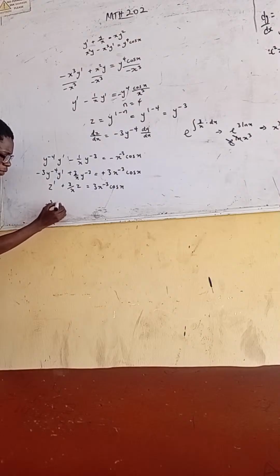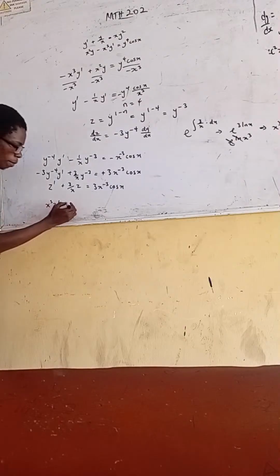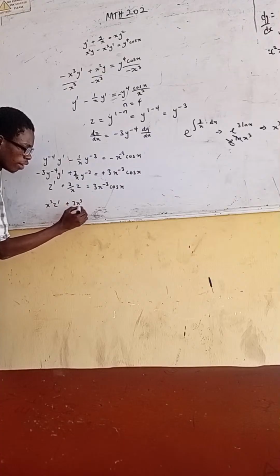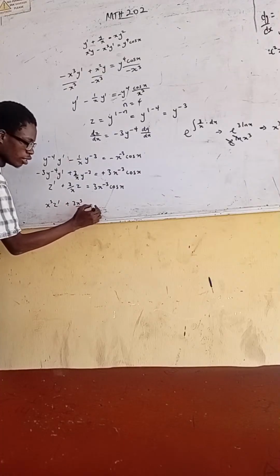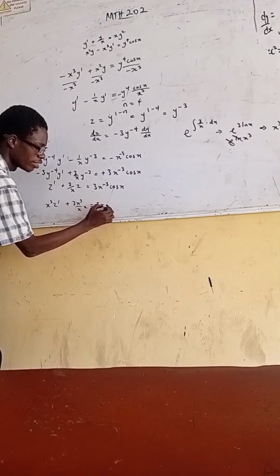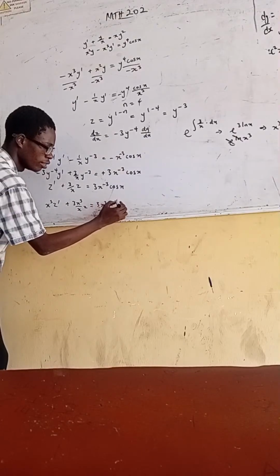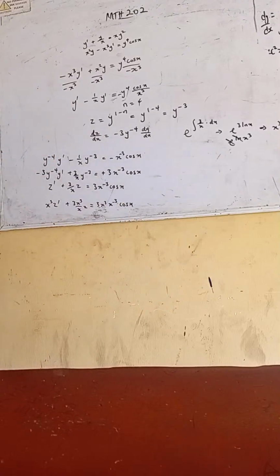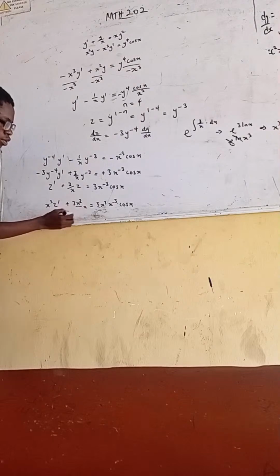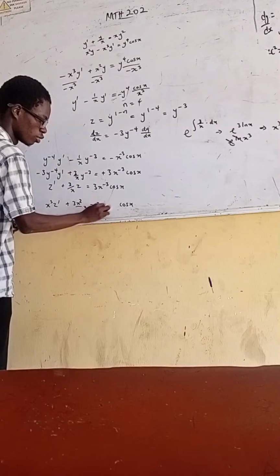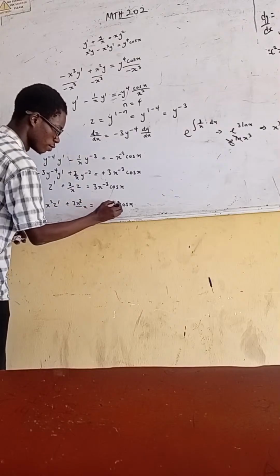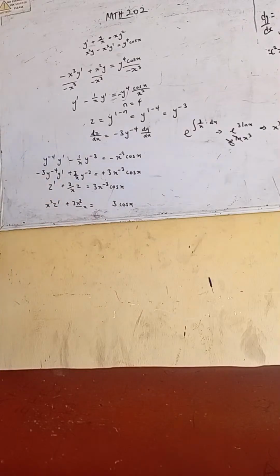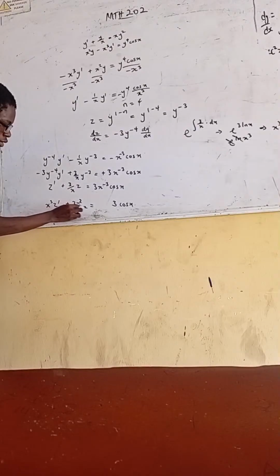x cubed z prime plus 3x cubed over x z equals 3x cubed times (x minus 3) cos x. The x can cancel out here and turn this one to 2. These cancel out, so we can cancel these two of them out. So we have 3 cos x, which is something that we can now work with.